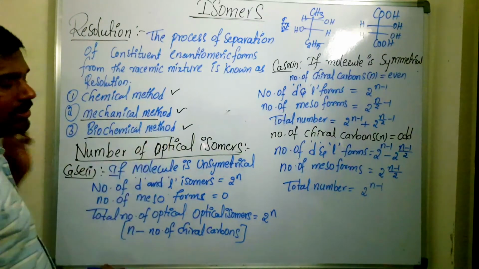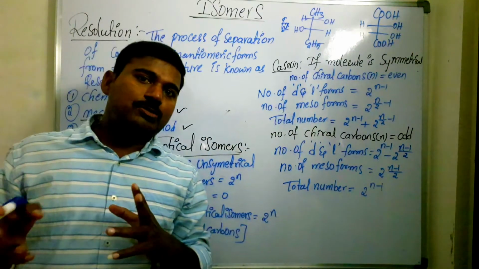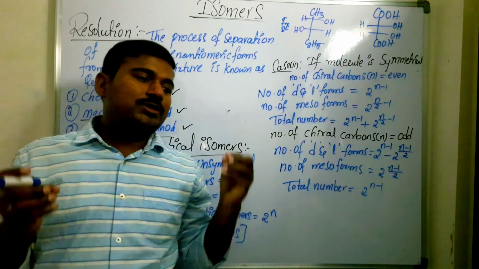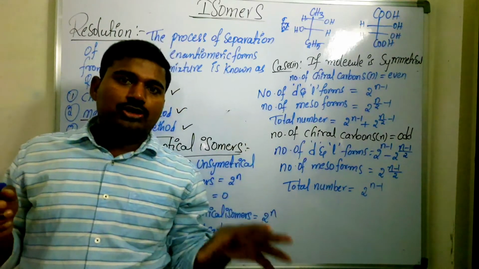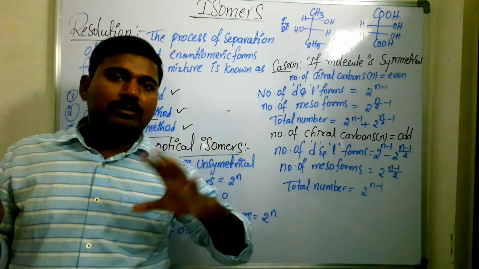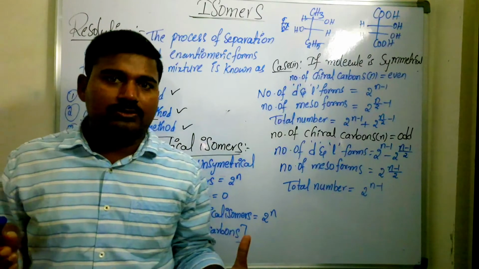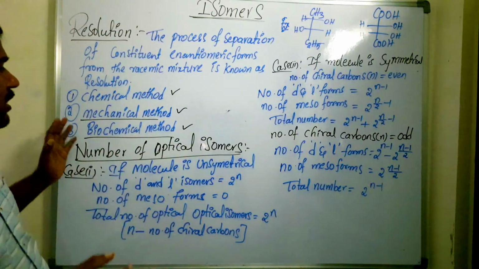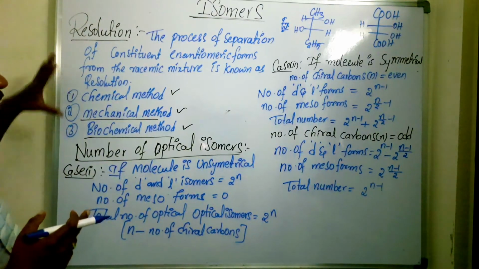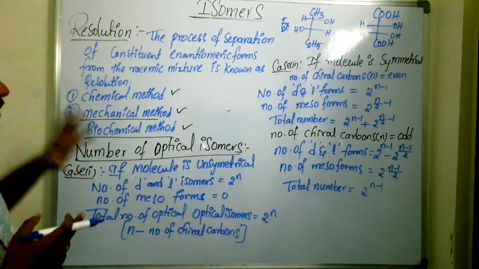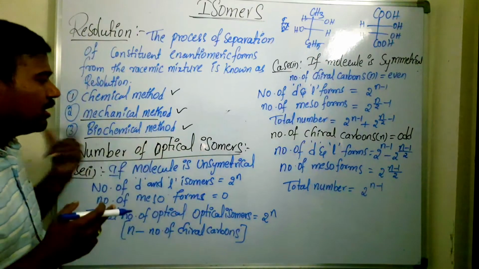Next, biochemical methods. In biochemical methods, one enantiomer will be more active and another enantiomer is least active. Whenever some bacteria is added to that organic compound, the highly reactive enantiomer reacts and combines with that bacteria, while the other enantiomer remains as it is, because it is the inactive one. So that inactive one can be separated from the active enantiomer. These are the methods used for the separation of a racemic mixture. The process of separating enantiomers from the racemic mixture is called resolution.